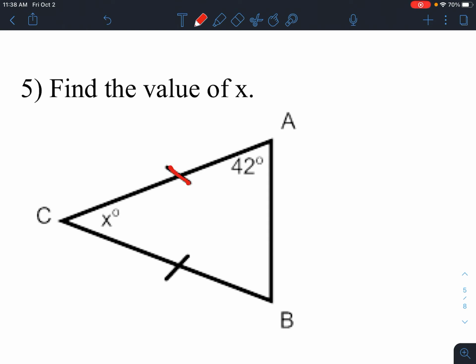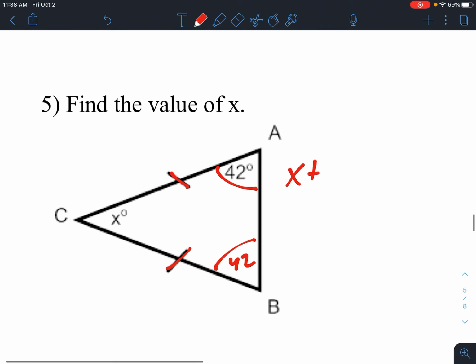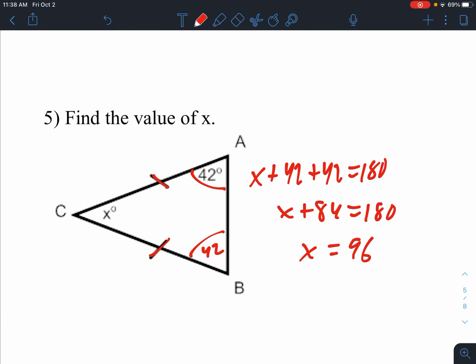Number 5, because these two sides are congruent, these two angles must be congruent. So that angle B is 42. So then I can say x plus 42 plus 42, or x plus 84, must equal 180 degrees. So x equals 96.